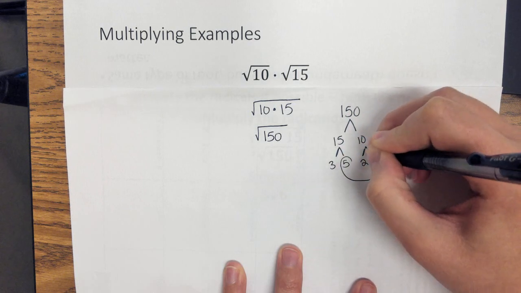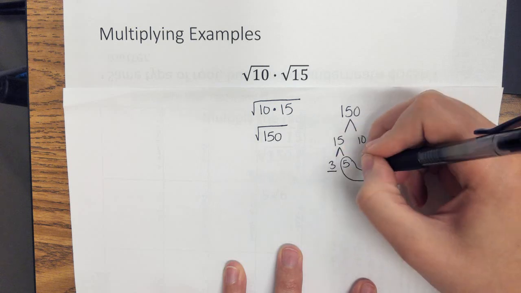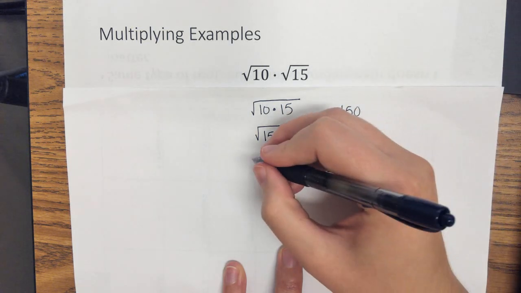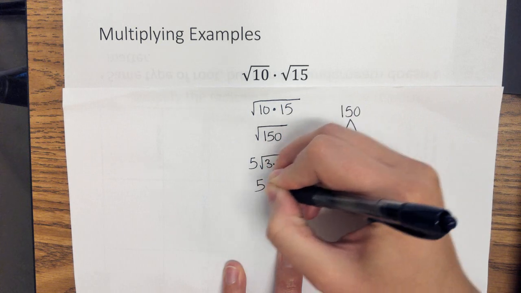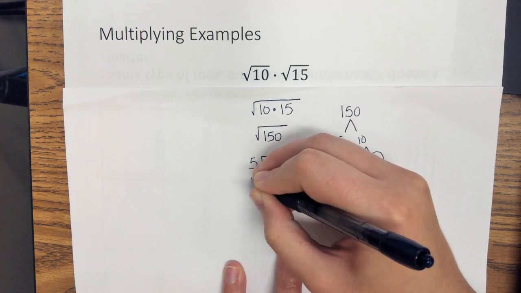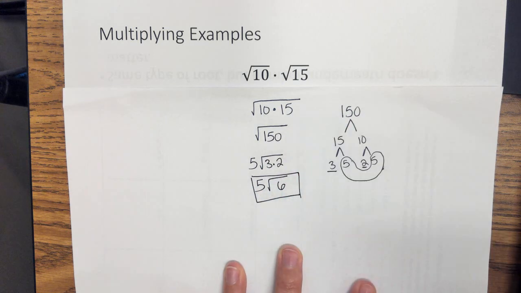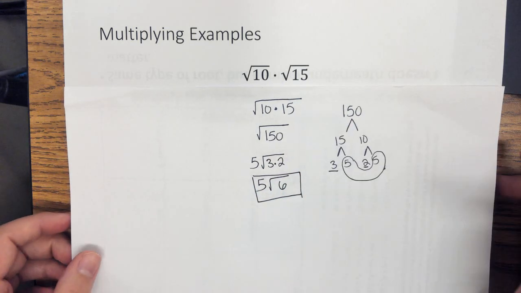So square root, so this pair of 5s can come out. This 3 and this 2 have to stay underneath. So that's 5 square root of 3 times 2, which is 5 square root of 6. Now that was kind of an easy one. Let's look at something a little bit trickier.